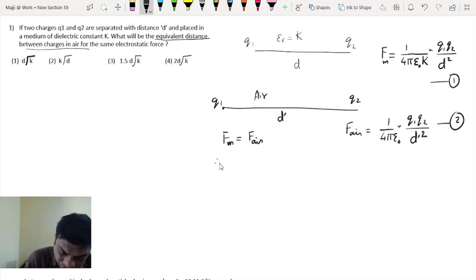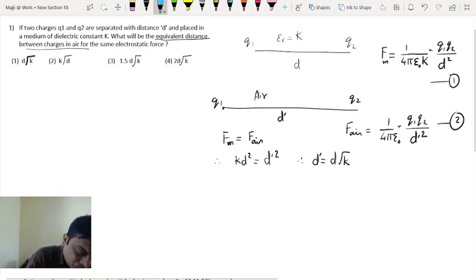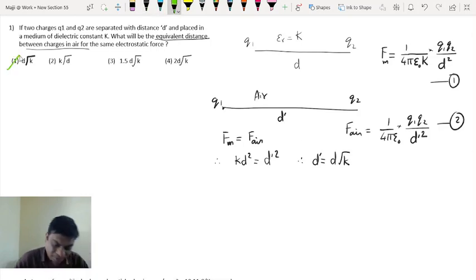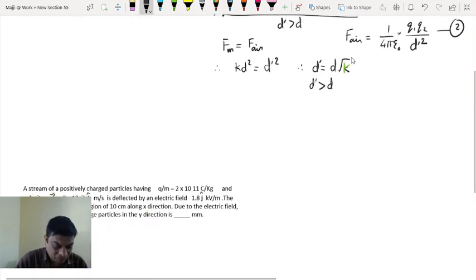So when we equate them, we will find that k d square is equal to d dash square. So therefore, extracting the square root, you have d dash is equal to d root k. So correct option is the first option. As you can see, since k is more than 1, root k is also more than 1. So d dash is greater than d. So we have to increase the separation. In order to have the same force between a pair of charges as that in the medium, the corresponding separation in air should be more. So remember this. Let us move to the next question.